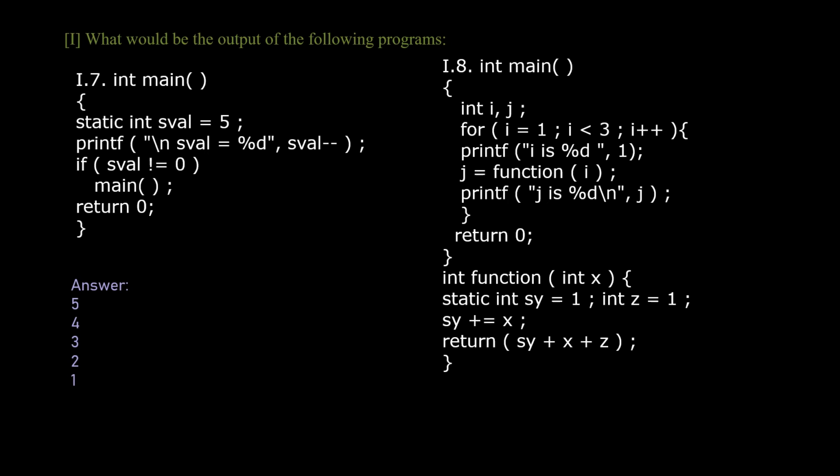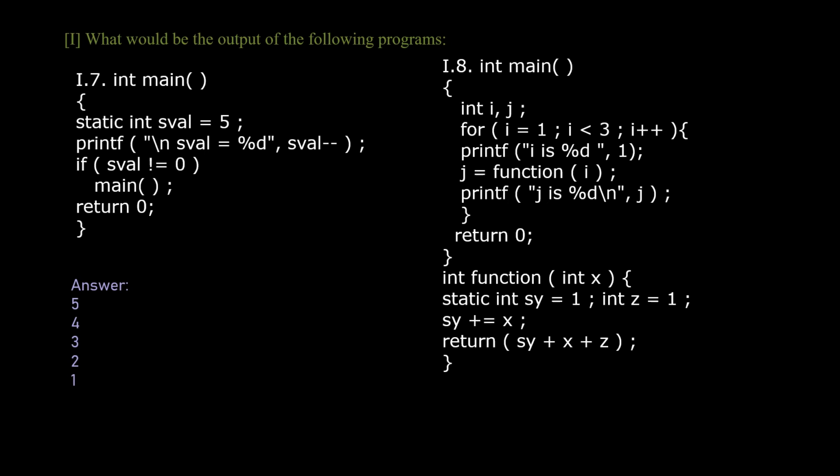Okay, so first we have printed 1 here, and then j is 4, and next time i will be 2. So next time it will print 2.